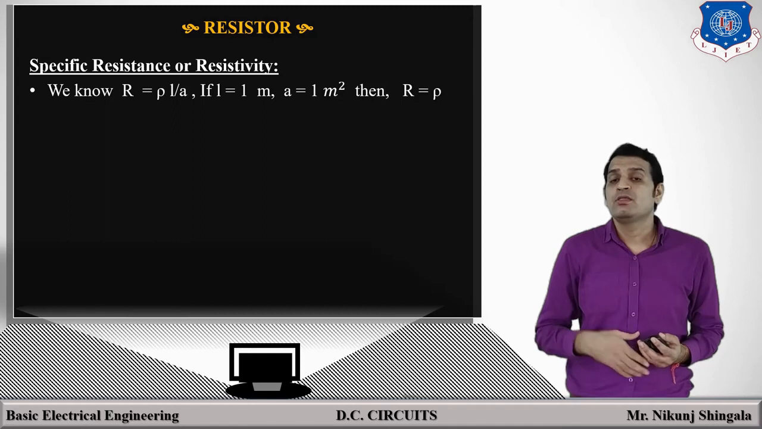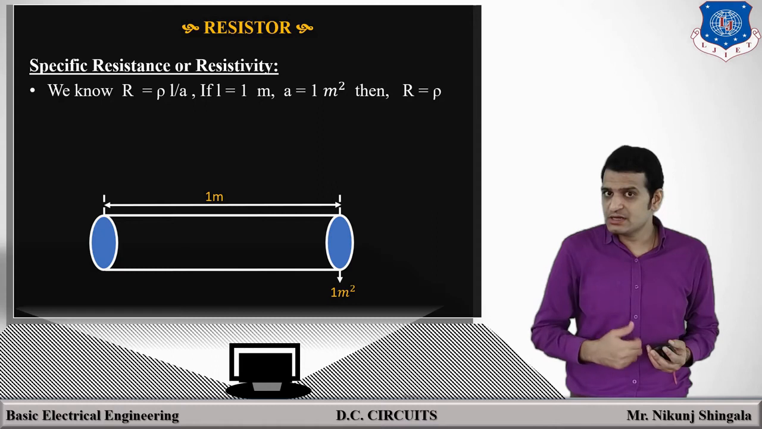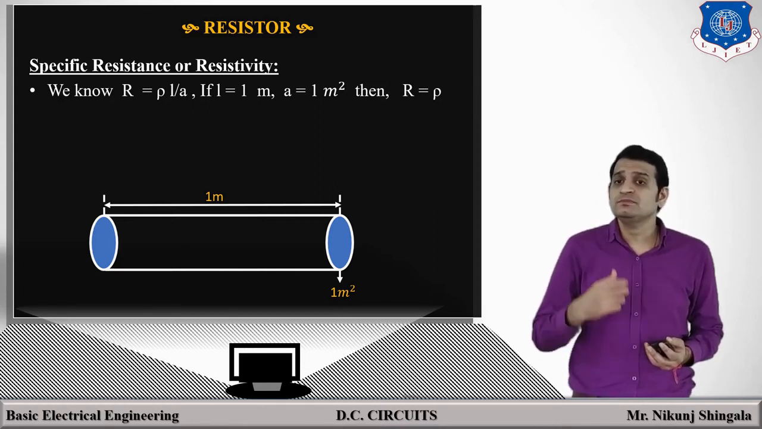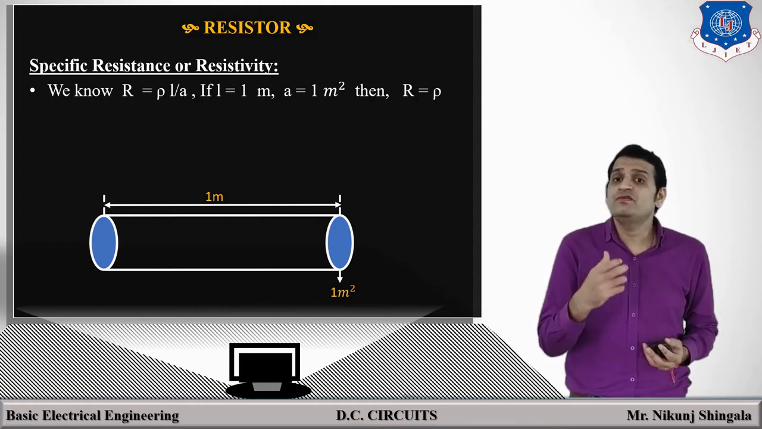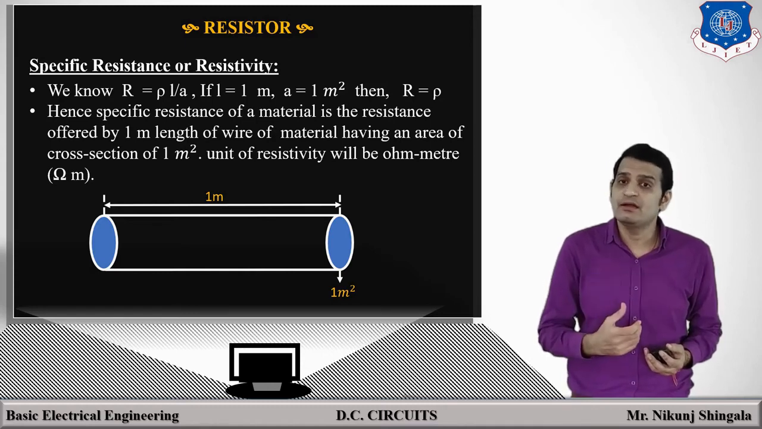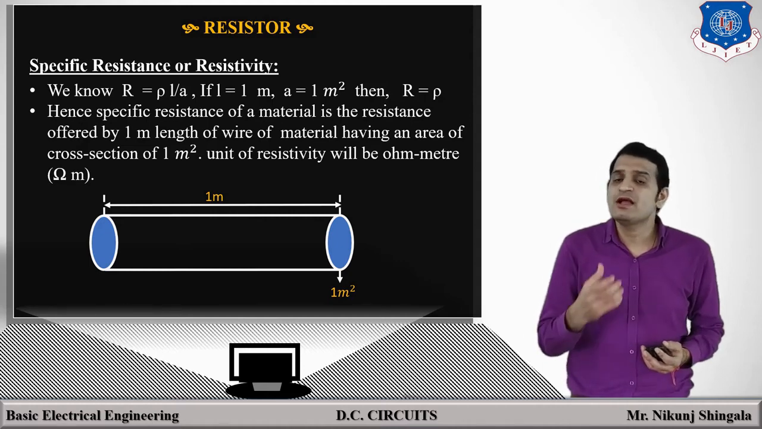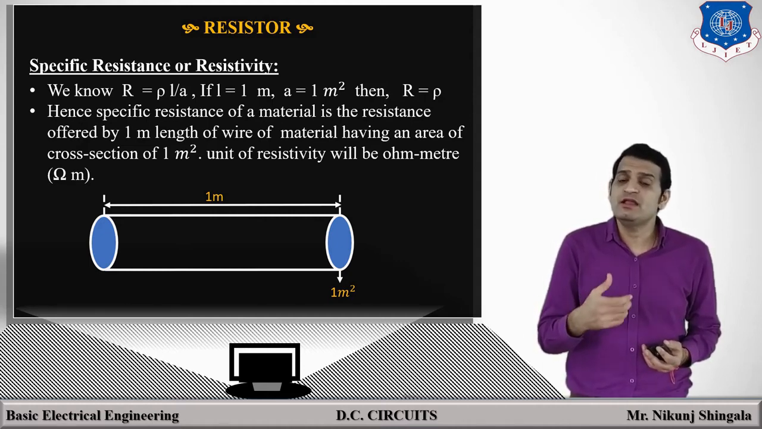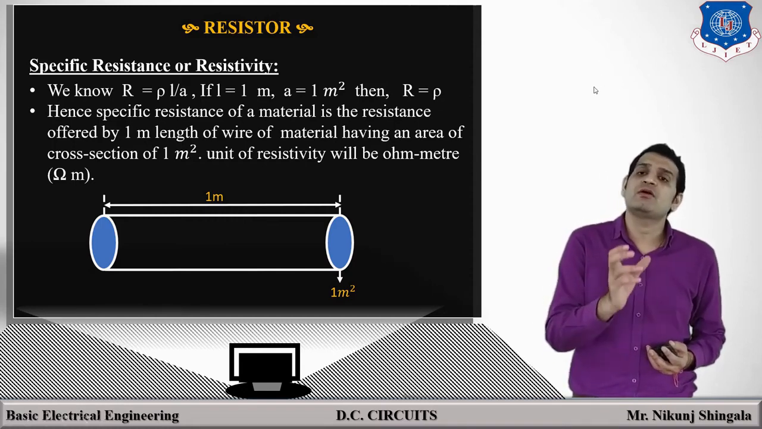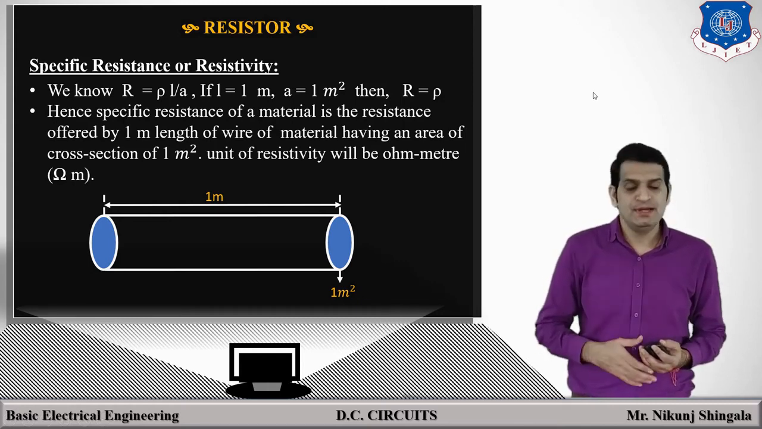So how can we define this specific resistance? Here you can see one conductor which has 1 meter length and 1 meter square cross-sectional area. So the specific resistance of a material is the resistance offered by 1 meter length of a wire of a material having an area of cross-section of 1 meter square. Unit of resistivity is ohm meter.